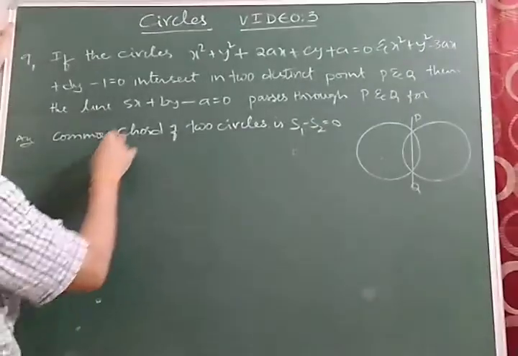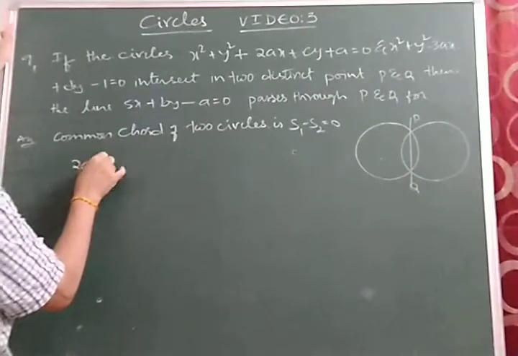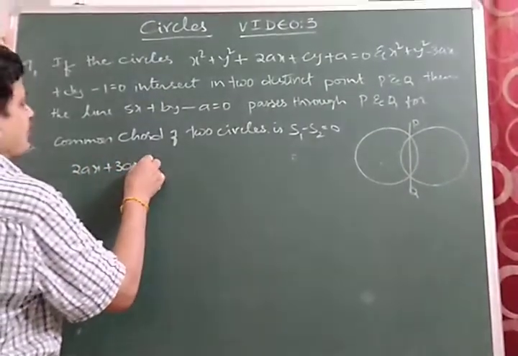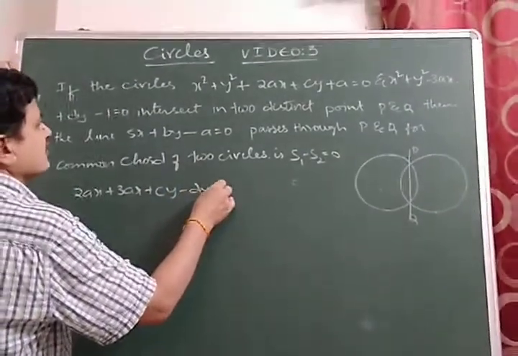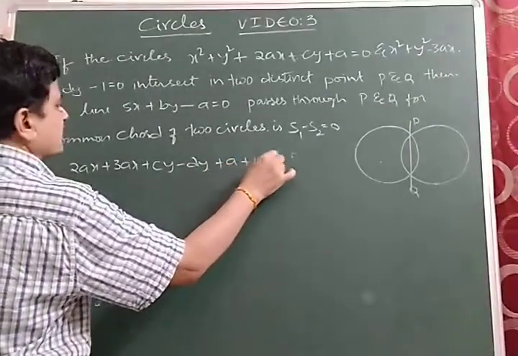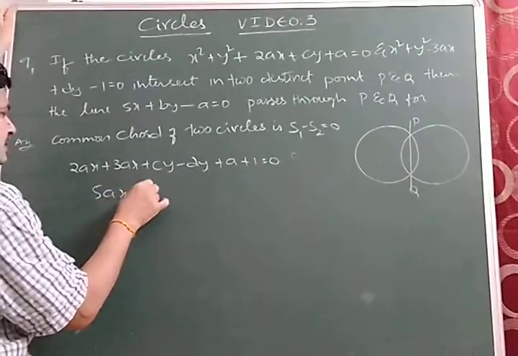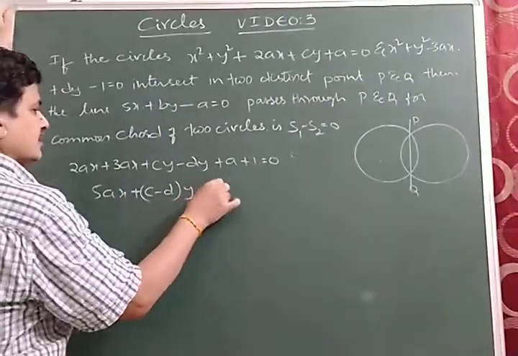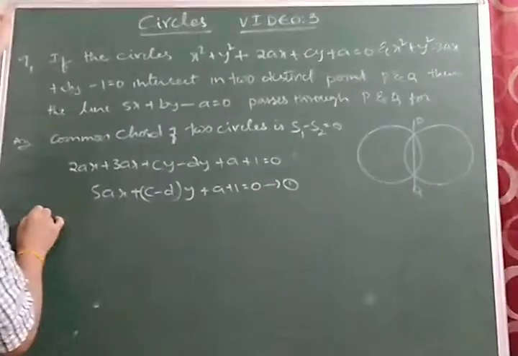That is, subtracting these two circles, we get 2ax plus 3ax plus cy minus dy plus a plus 1 is equal to 0. Now this is 5ax plus (c minus d) into y plus a plus 1 is equal to 0. This is equation 1.